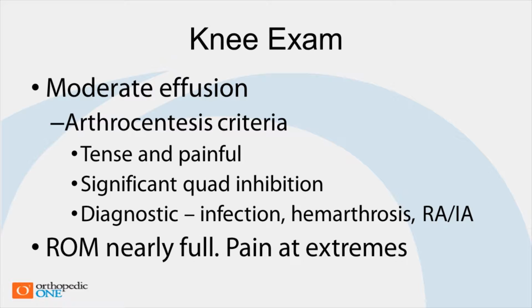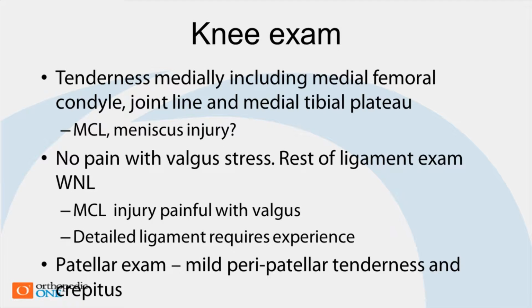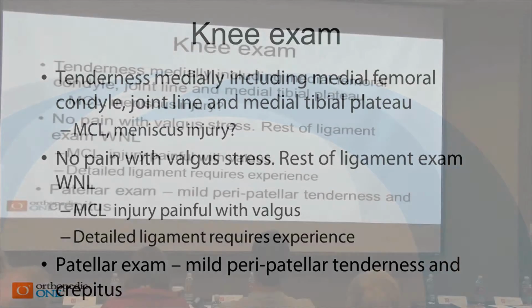Range of motion of the patient is full. He has pain at the extremes of motion. It's fairly generic, pretty typical. We note tenderness on the medial side of the knee: medial femoral condyle, joint line, and medial tibial plateau. Now, I'll point out here that if you're not doing a detailed, careful exam, it's easy to say the medial side of the knee is tender, but I differentiate here, and I think you should as well. What we're palpating, the condyle, the tibial plateau, the joint line, make a note of that, and that will help in this process.